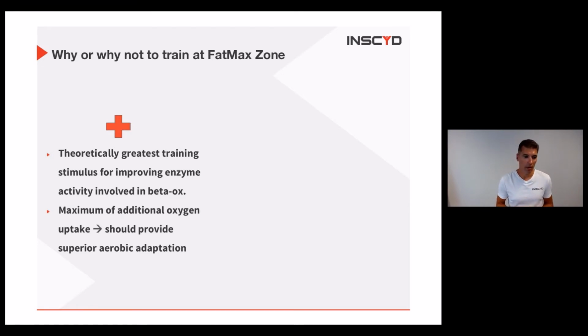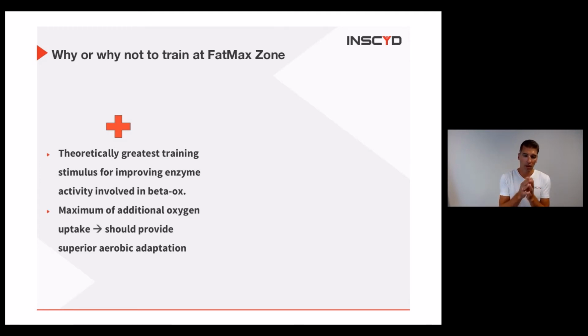Okay. So why or why not train or use this fat max zone? What are the benefits? So let's discuss it a little bit step by step here. On the pro side, theoretically, you get the greatest training stimulus for improving enzyme activity involved in beta oxidation. Let me explain what I mean with that. Beta oxidation is basically fat combustion, simplified speaking. Okay? And in general, the idea of training is when you use a system, it's a stimulus, right? You're using it, and therefore it is improving.